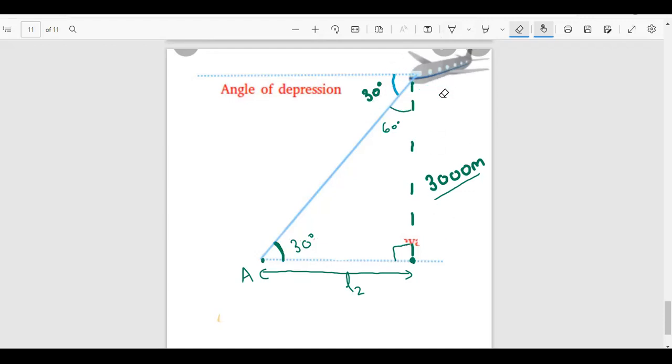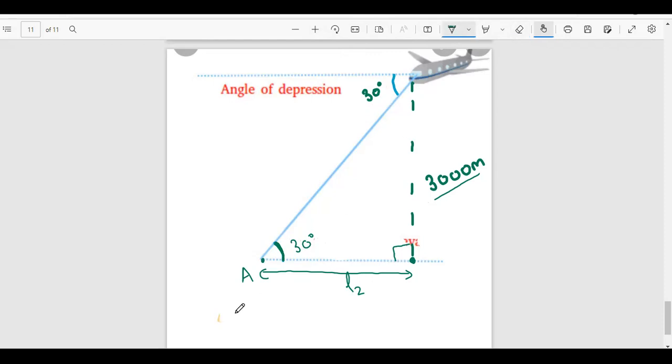Now we need to use simple trigonometry, and we need to find L2. So what is that? We can use the 30 degrees angle. That would be better.